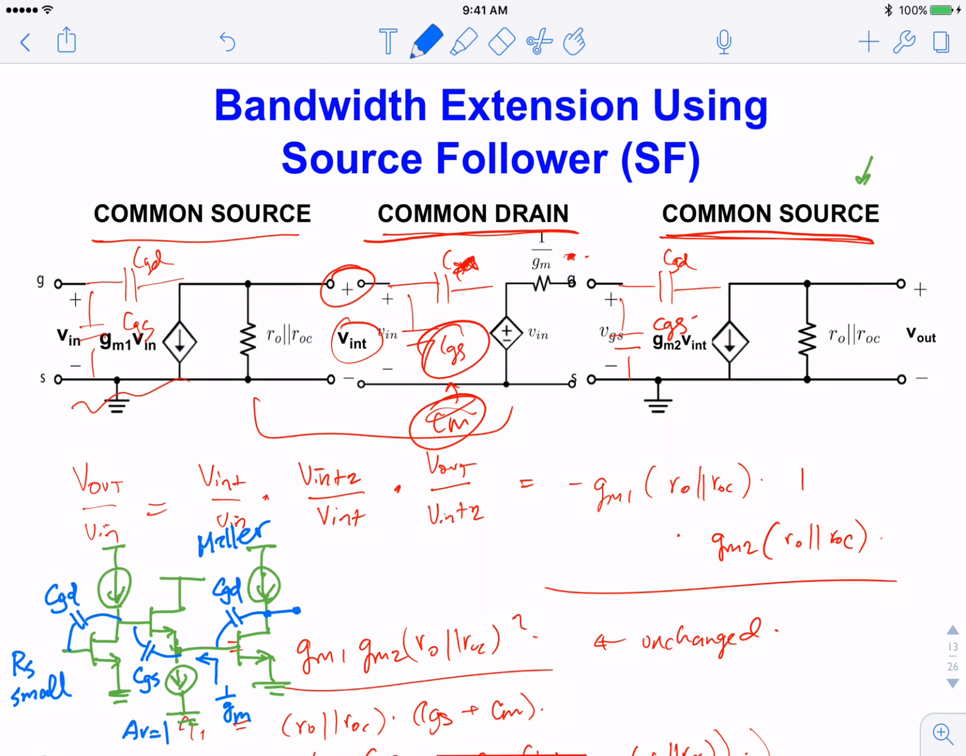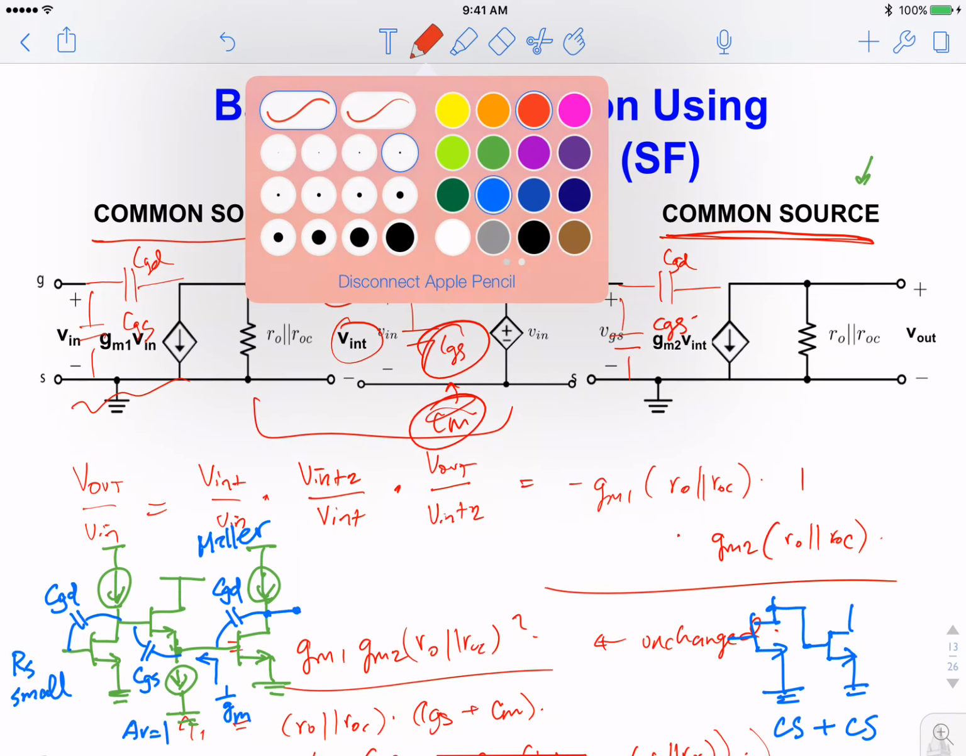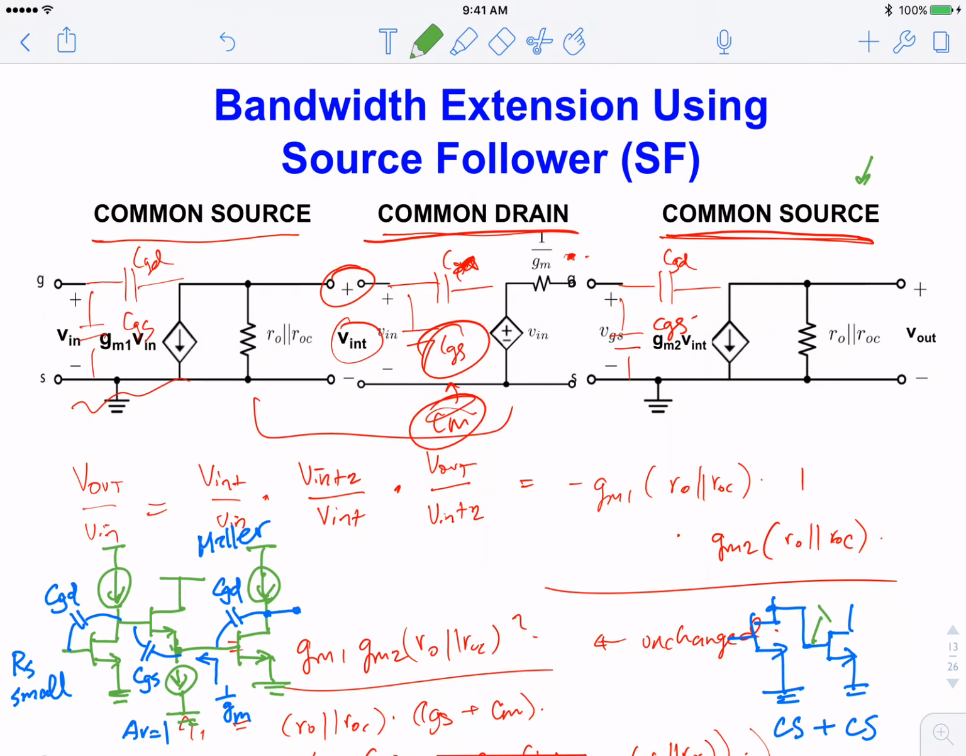Versus a pure common source stage versus the previous cascaded common source stage, okay. So let's compare them here. So this is a CS plus a CS without source follower in between. And indeed, you have Miller capacitance here, right? So that's a problem. This is a Miller problem.